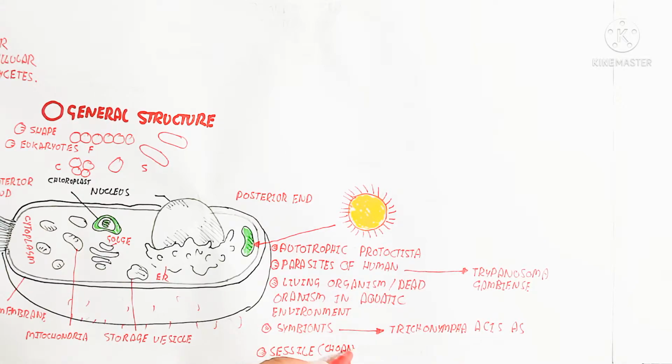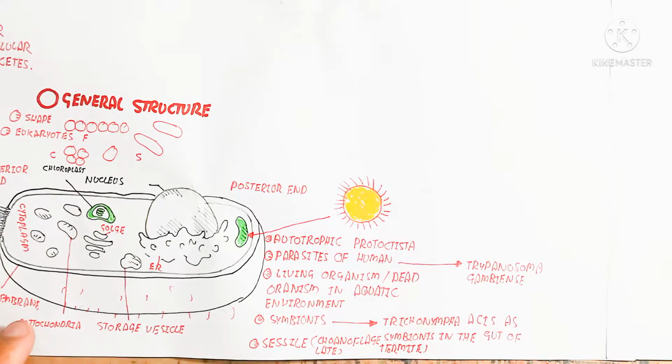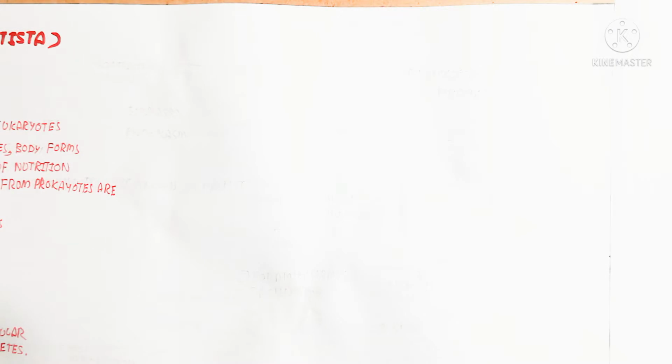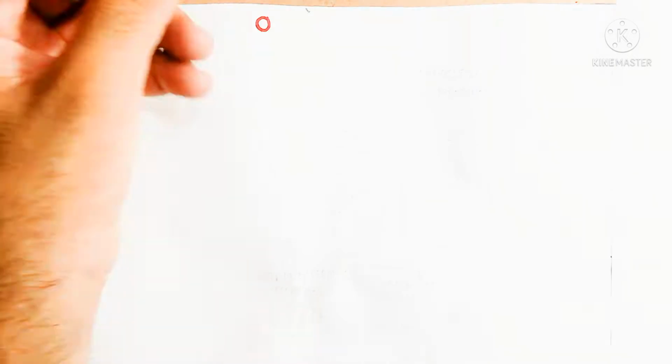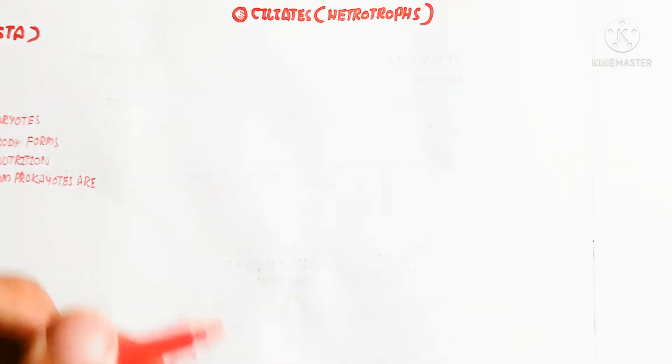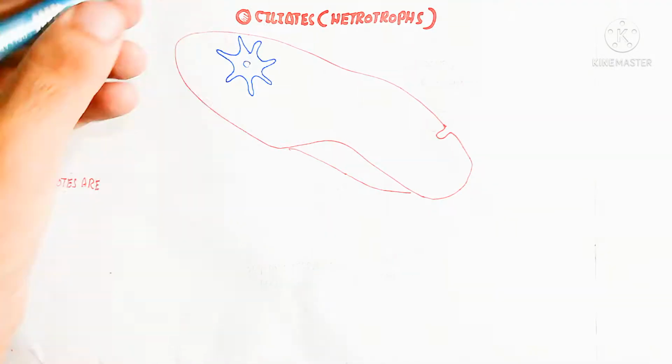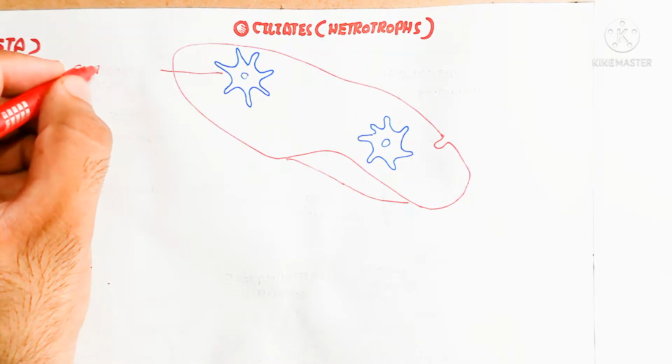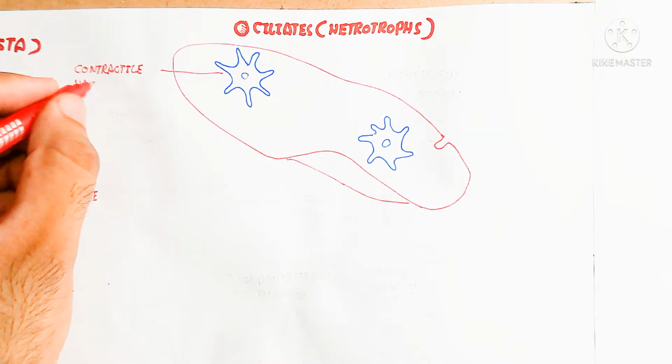So Trypanosoma gambiense is the cause of trypanosomiasis, which is sleeping sickness disease. On the other hand, symbiosis also occurs here, and sessile forms. For example, Trichonympha acts as a symbiont in the gut of termites. It is also known as a living organism feeding on dead organic matter, so it is also known as a decomposer.